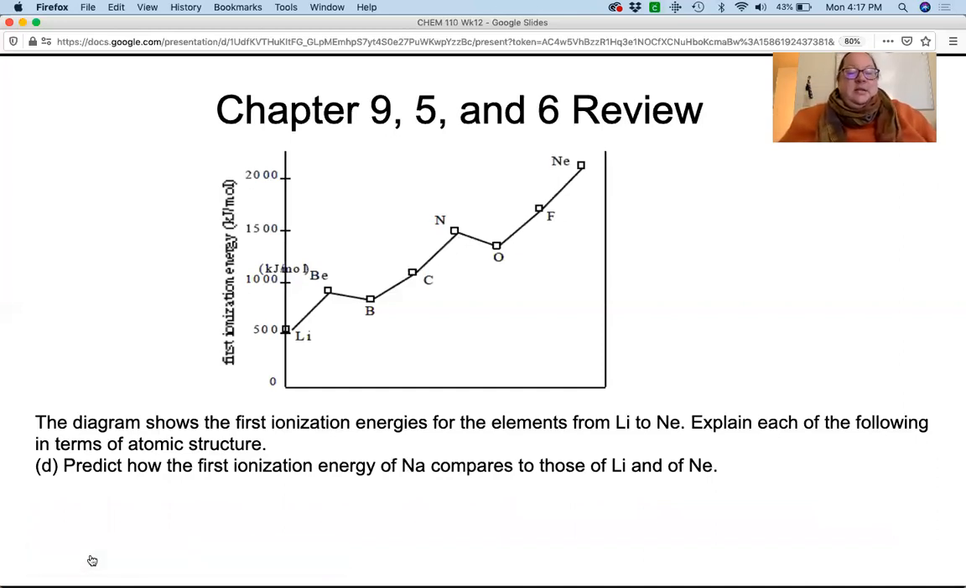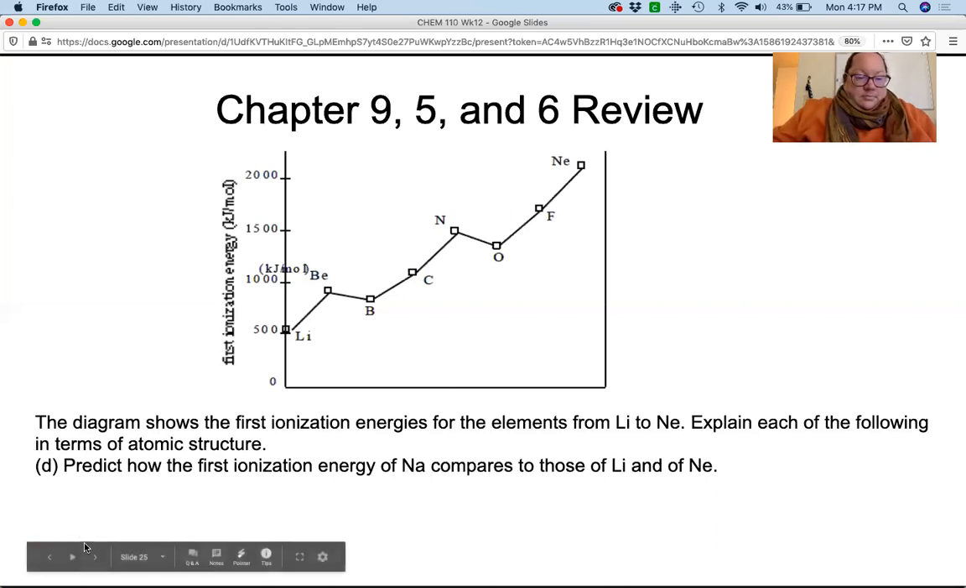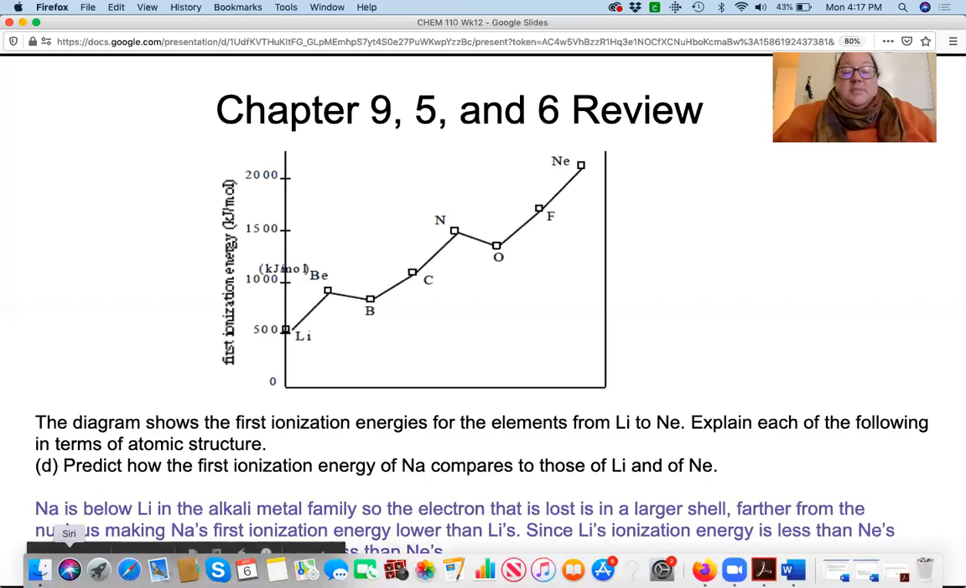Last but not least, D. What if we're comparing not across a period, but across a group? So predict how the first ionization energy of sodium compares to those of lithium and of neon. So sodium is below lithium in the alkali metal family. So the electron that is lost is actually in a larger shell, farther from the nucleus, making sodium's first ionization energy lower than that of lithium's. Since lithium's ionization energy is less than neon's ionization energy, we know that sodium's will also be less than neon's.